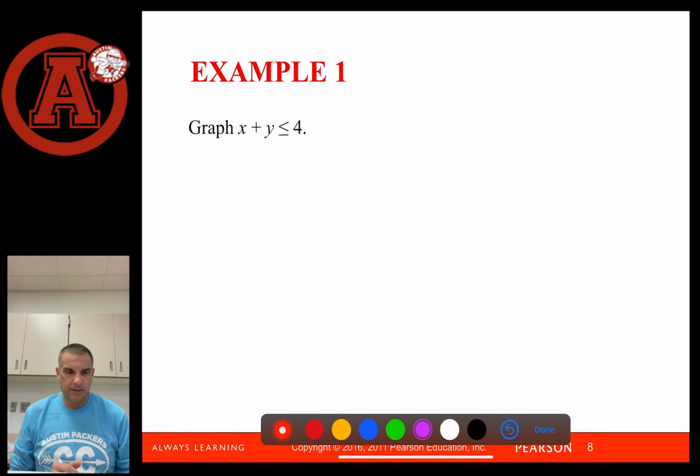Okay, so let's do an example. We're going to graph x plus y is less than or equal to 4. The first thing going through my mind is less than or equal to, so I know I've got to have a solid line. So I'm going to go ahead and graph this.